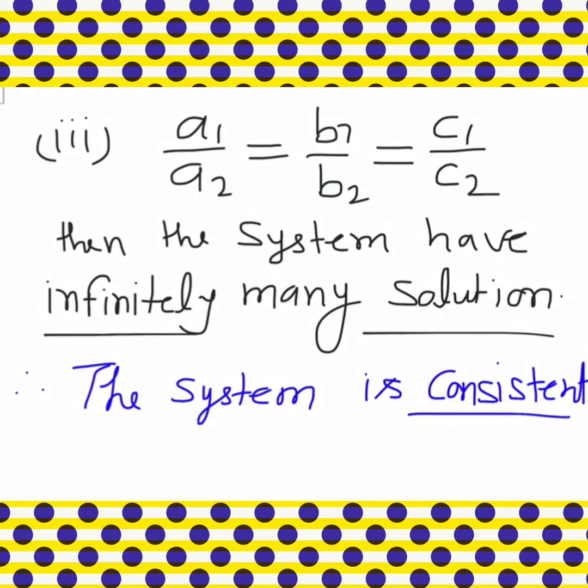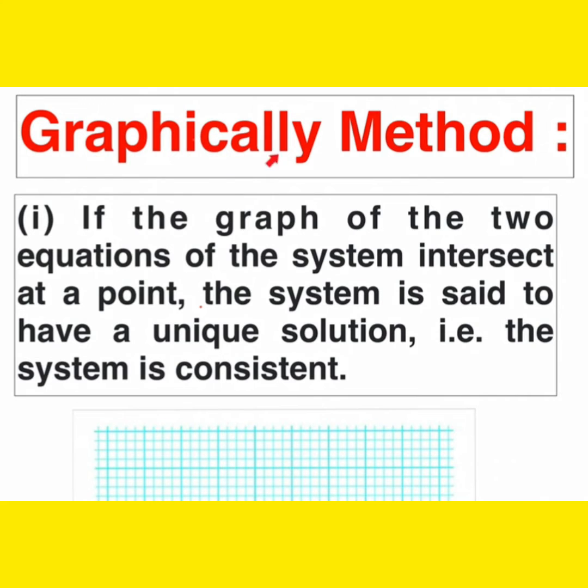Okay, now moving to the next thing. How can we solve by the graphical method? What is the condition of the graphical method? Here is the first thing: if the graphs of the two equations of the system intersect at a point, the system is said to have a unique solution. That is, the system is consistent.